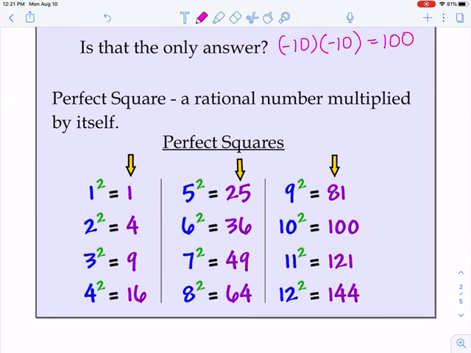Okay, perfect squares are a rational number that is multiplied by itself. So 1 squared, or 1 times 1, is 1. 2 squared, or 2 times 2, is 4. 3 squared, or 3 times 3, is 9, and so on. You can see that we went up to the number 12 on the screen here. 12 obviously isn't the last one. You can keep going after that, but in general, these are going to be the ones that probably help you out the most.